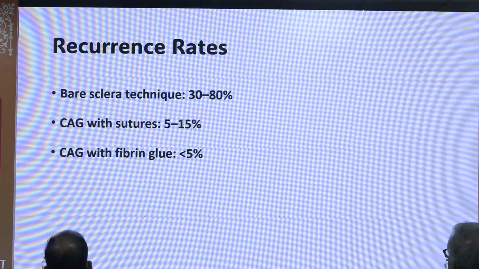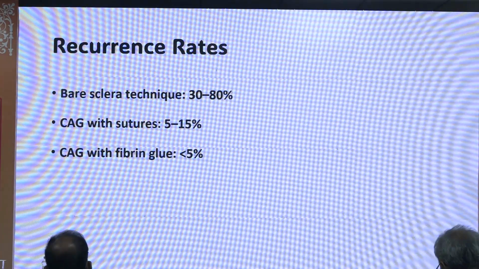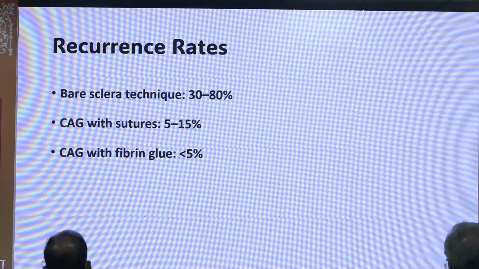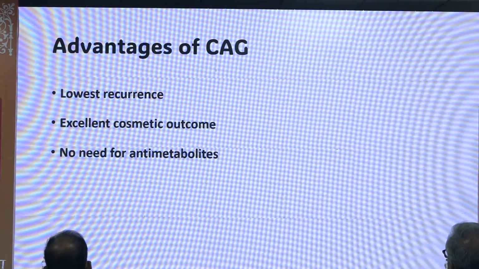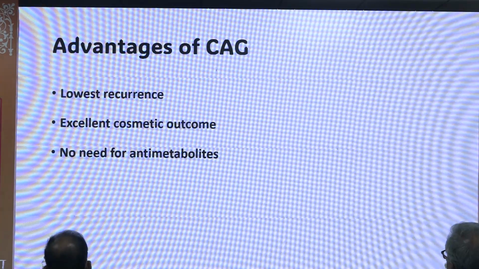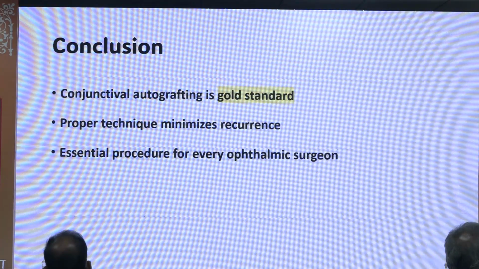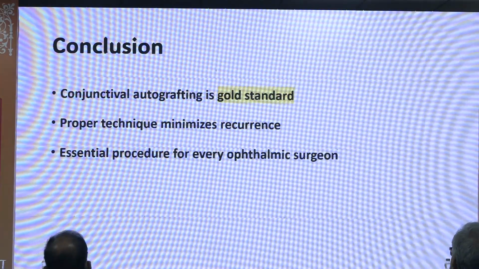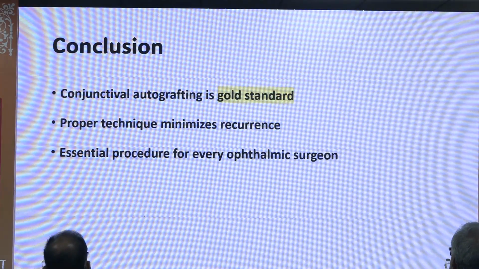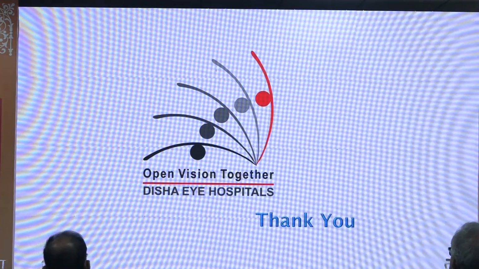Now, amongst the three commonest methods, bare sclera, CAG with sutures, and CAG with fibrin glue, CAG with glue has the minimum recurrence rate of less than 5%. So, the star attraction of CAG lies in the lowest recurrence rate, the excellent cosmesis, and minimizing the need for antimetabolites. Our take home learning is that CAG is the gold standard when it comes to pterygium surgery. Good surgical technique reduces the recurrence rate, and it's a very essential tool in every ophthalmologist's armamentarium. Thank you for your patient hearing.